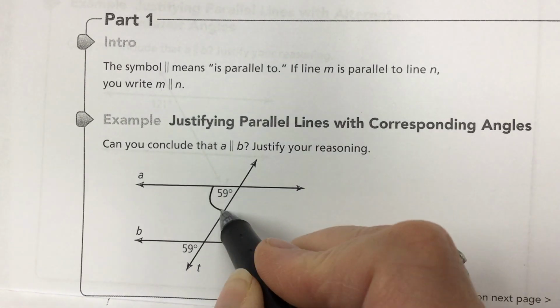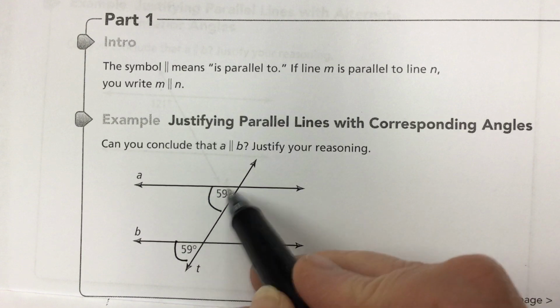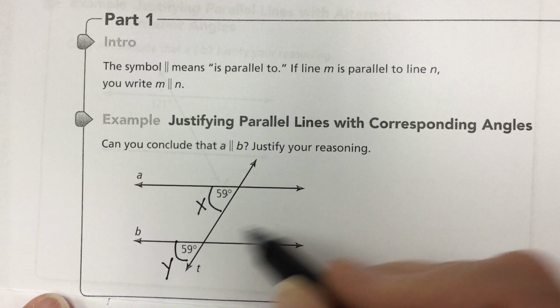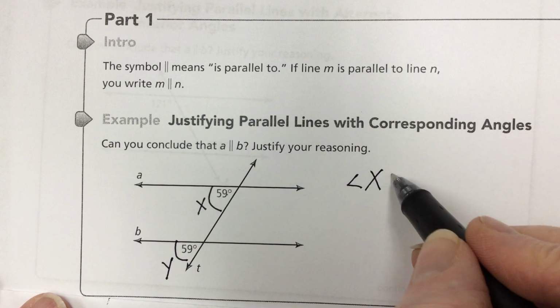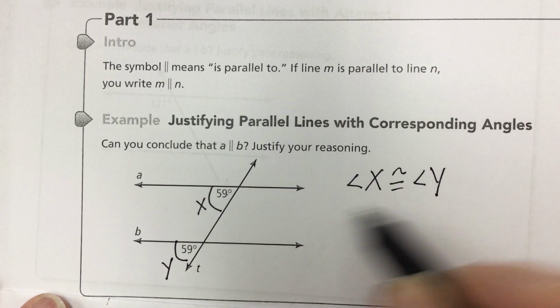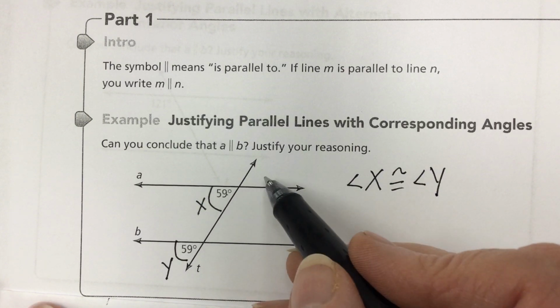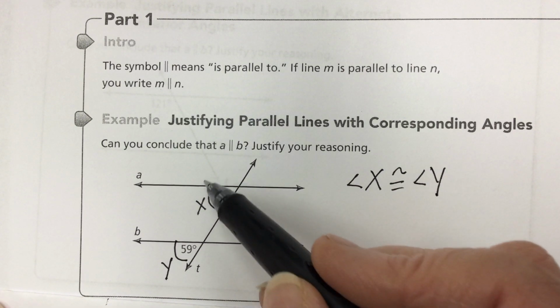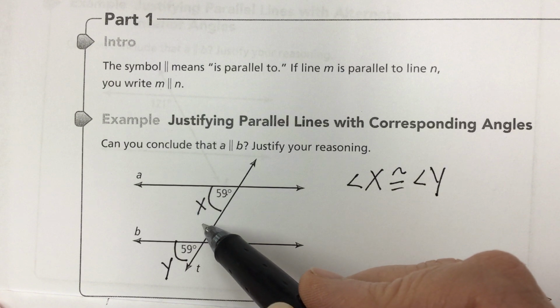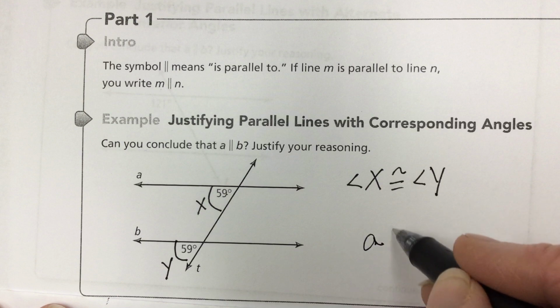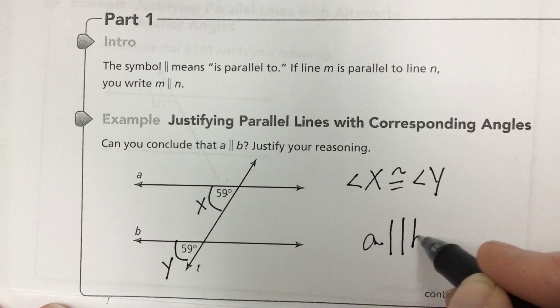Well, we see these two angles here. Each one has 59 degrees. If I let this one be angle X and this would be angle Y, we know that angle X is congruent to angle Y because they're both 59 degrees. These are corresponding angles. They're on the left side of the transversal. They're both below the two lines. So since corresponding angles are congruent, then yes, we can say that A is parallel to B.